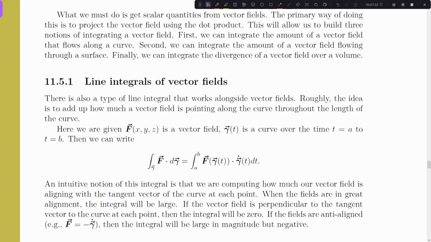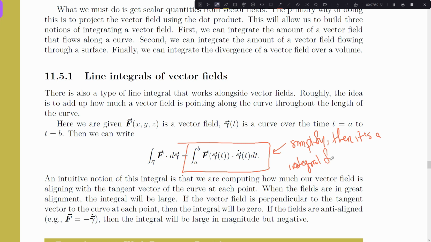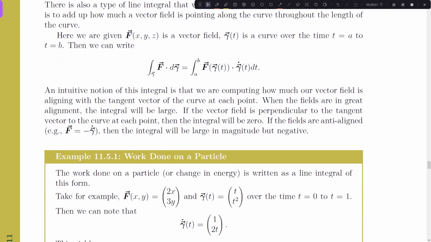Okay, these are not that hard to calculate because at the end of the day, this is a simplification, and then it's an integral from Calc 1. So these are not really hard to calculate. You just have to remember the formula. But let's look at a nice example. So yeah, here's a good example, I suppose.